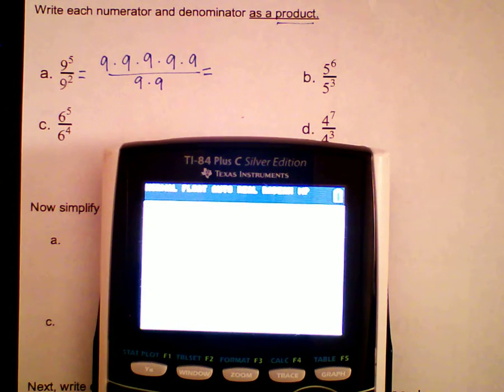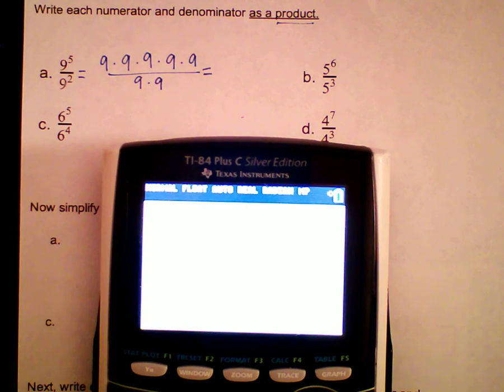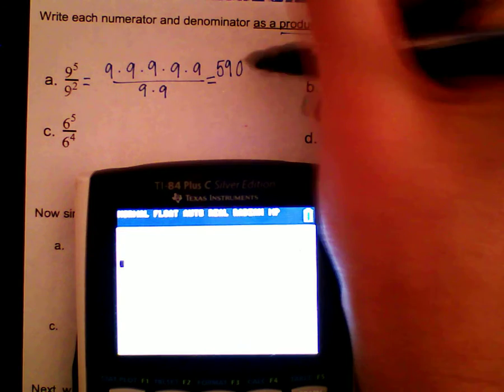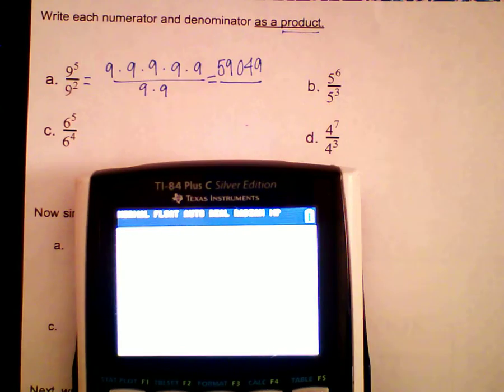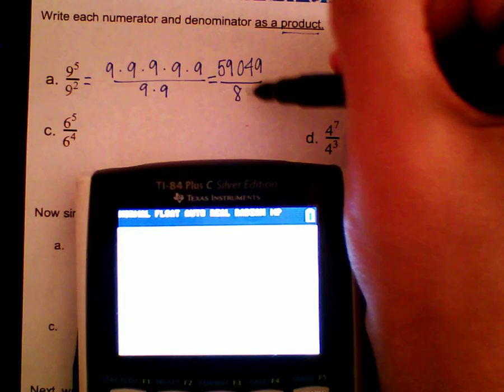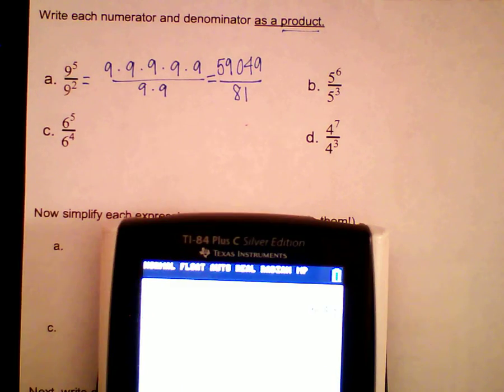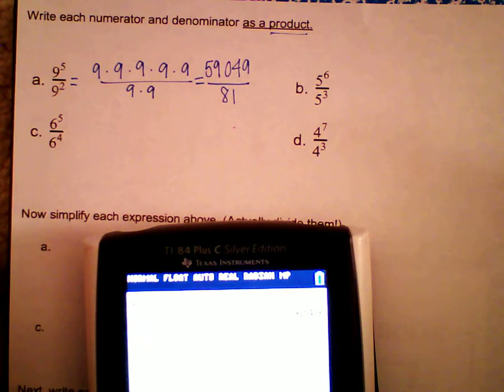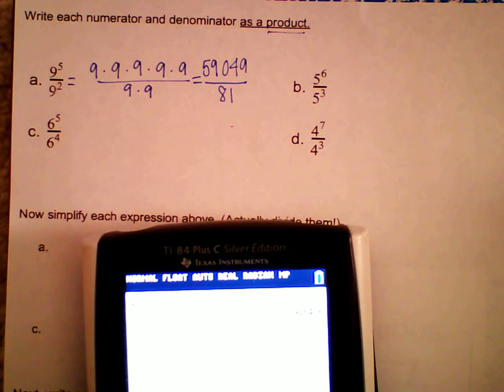So 9 to the 5th, 59,049. 9 squared is 81. And then you can actually go ahead and, let's just keep it there, sorry. So I want you to pause the video and expand the other 3 problems until you get a number over another number, okay? So pause it now, do the work, and then check back in when you're done.